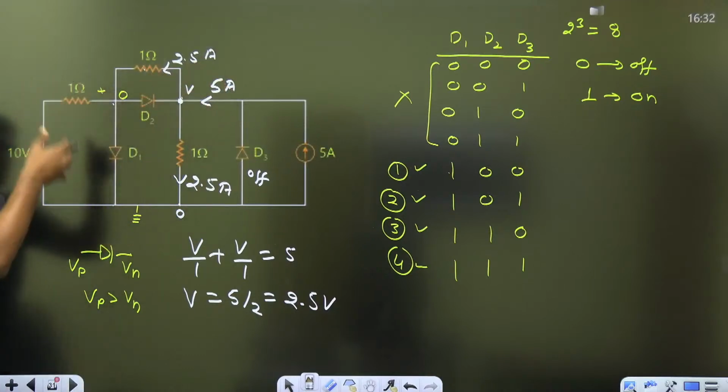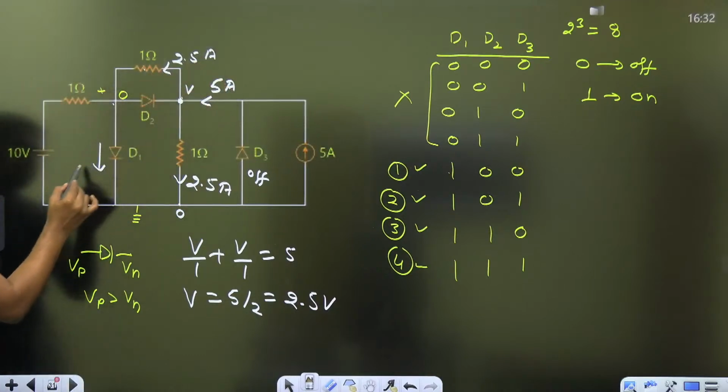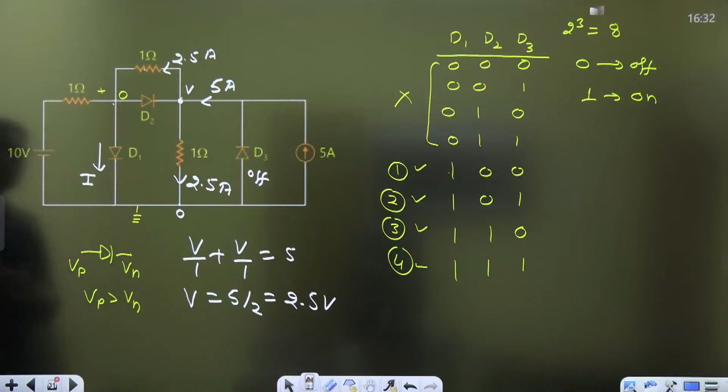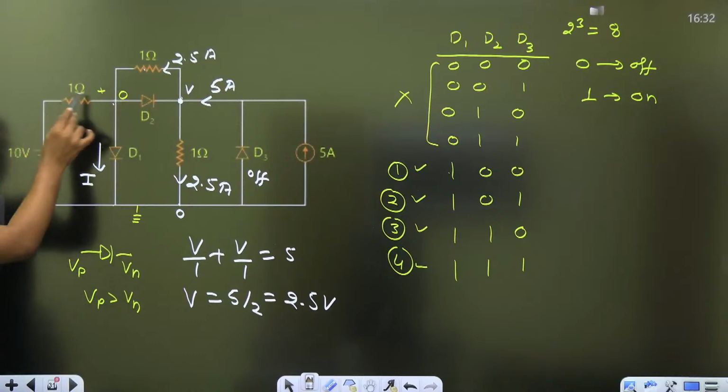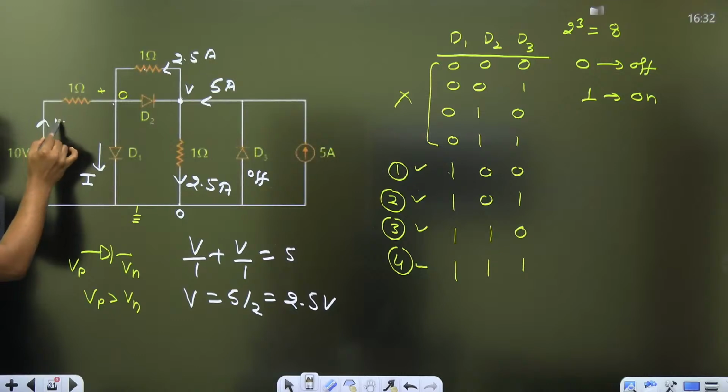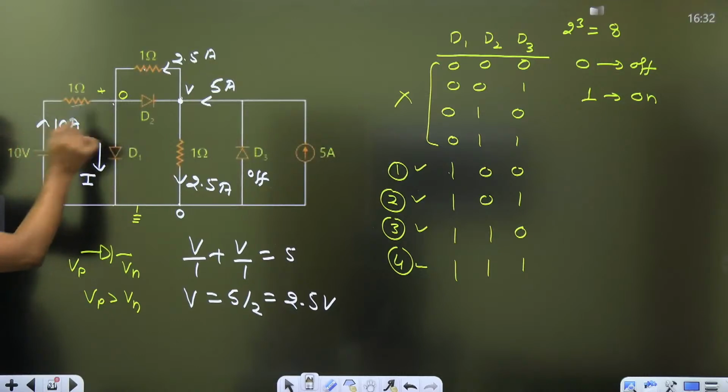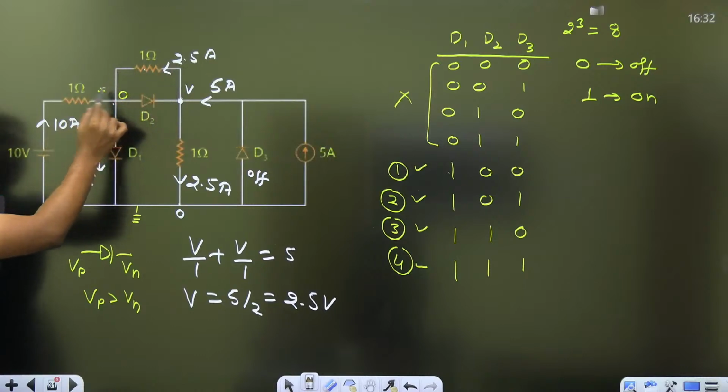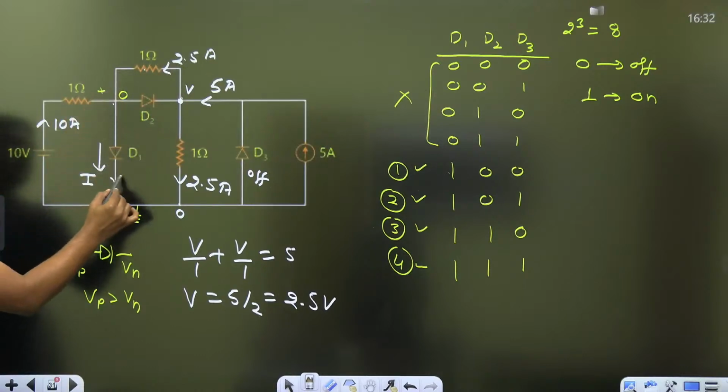Now, if it is asked what is the current through D1? So watch this. This is (10 minus 0) by 1. What is the current here? 10 ampere. And what is the current here? 2.5 ampere. So 10 plus 2.5, what is the current here? 12.5.